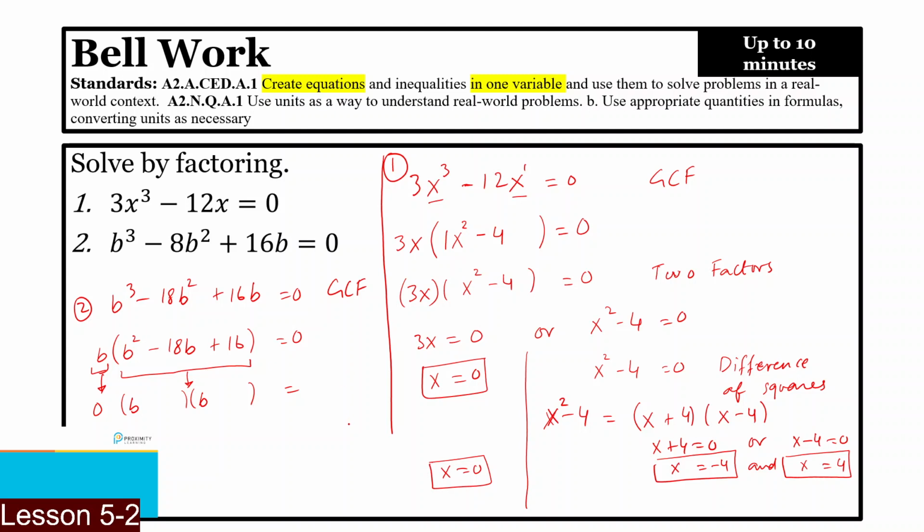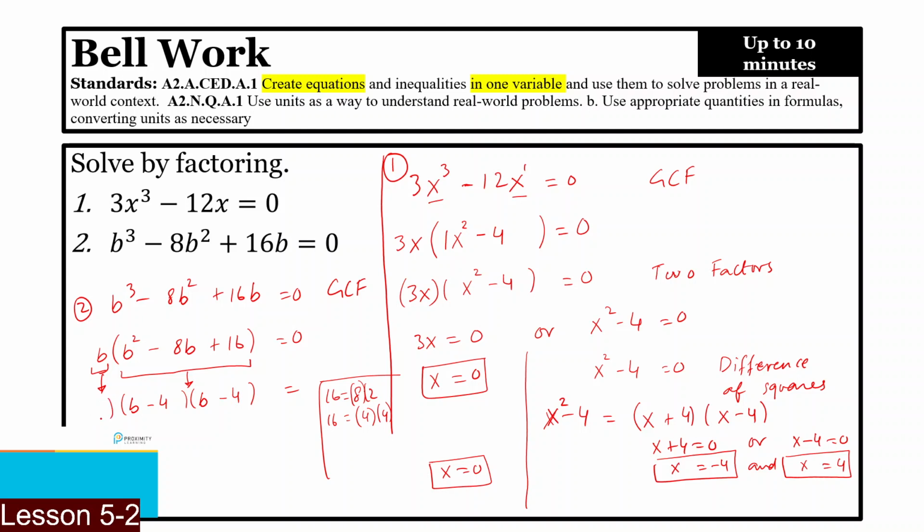Well, let's see. What am I trying to get? 16. How do I get 16? Let's see. 16 equals 8 times 2. 16 equals 4 times 4. Oh, this is not 18, this is 8. Sorry, my bad. That's what I was thinking. Okay, so 4 times 4 would work for me. So if I had negative 4 times negative 4, that gives me positive 16, and negative 4 added gives me negative 8.